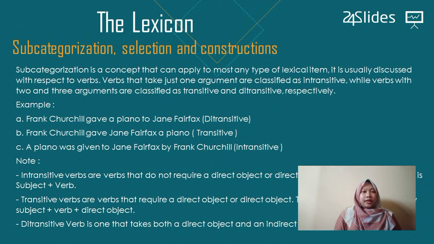A. Frank Churchill gave a piano to Jane Fairfax. This is the example of the transitive. B. Frank Churchill gave Jane Fairfax a piano. This is the example of the ditransitive. C. A piano was given to Jane Fairfax by Frank Churchill. This is the example of the intransitive.